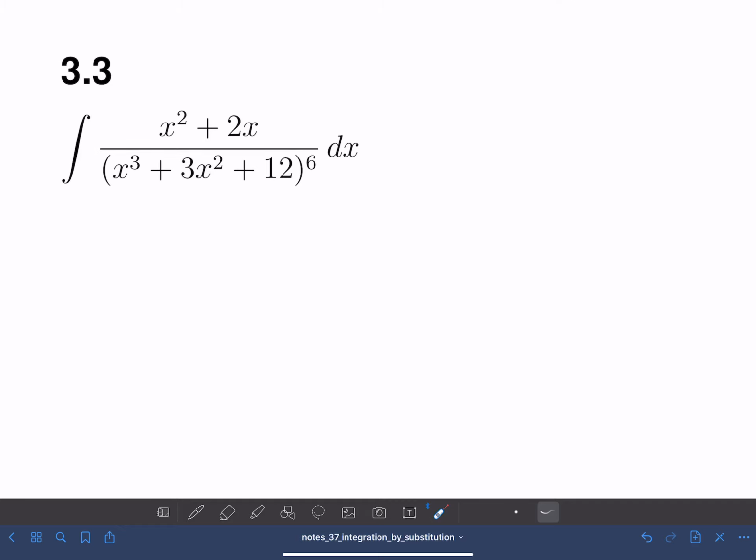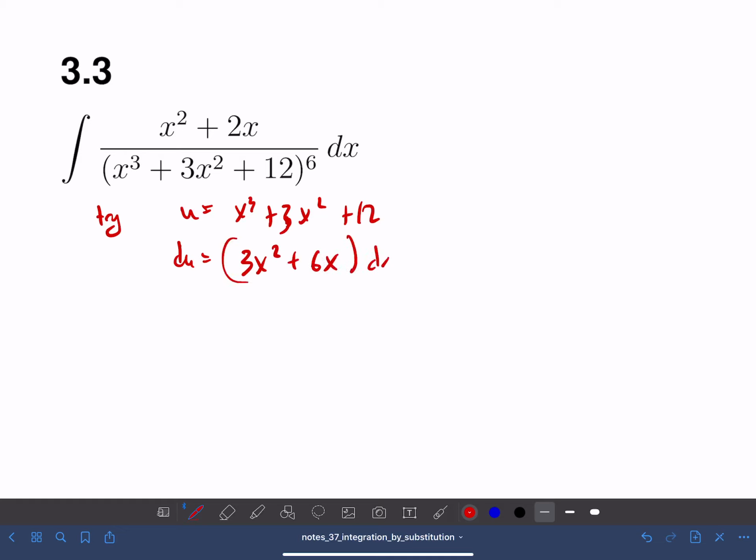I like this problem quite a lot. It's got a fraction with these negative powers. I find that students often need help with the negative powers right here. I'm not going to rewrite it in terms of a negative power yet. I'm first going to check and see whether I can do something with having to do a u here. So look at this. I've got a 3 and a 2. I've got a 2 and a 1. I've got a constant and nothing. So things seem like they're lining up for me here. So I think we should try u equals x cubed plus 3x squared plus 12. And then du is equal to 3x squared plus 6x plus 0 dx.